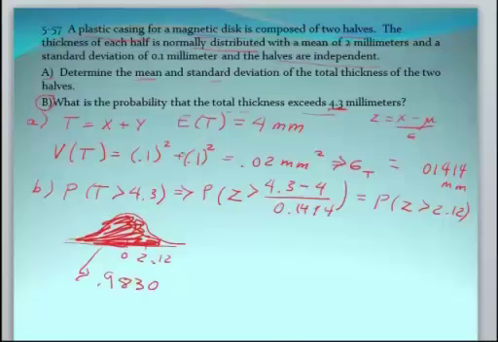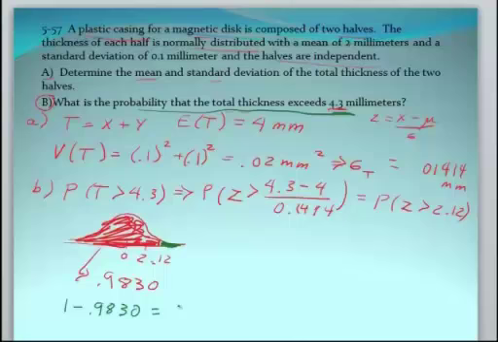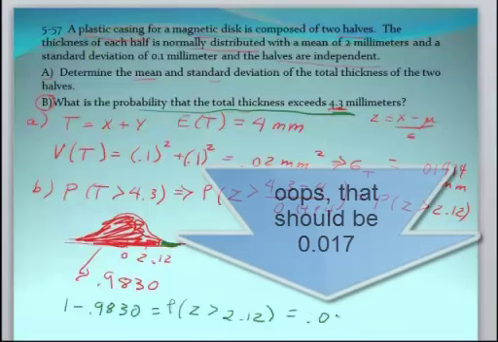We're looking for the probability that the total thickness exceeds 4.3 millimeters. In other words, we're actually looking for this area up here. So clearly that would have to be 1 minus 0.9830, which is going to be the probability that z exceeds 2.12, and that number will be 0.0028. So that's the probability that the total thickness exceeds 4.3 millimeters.